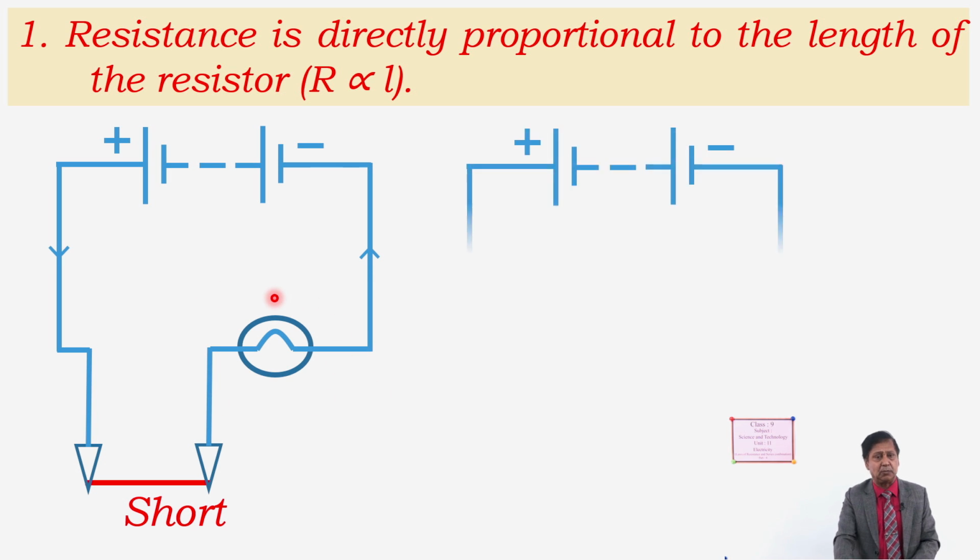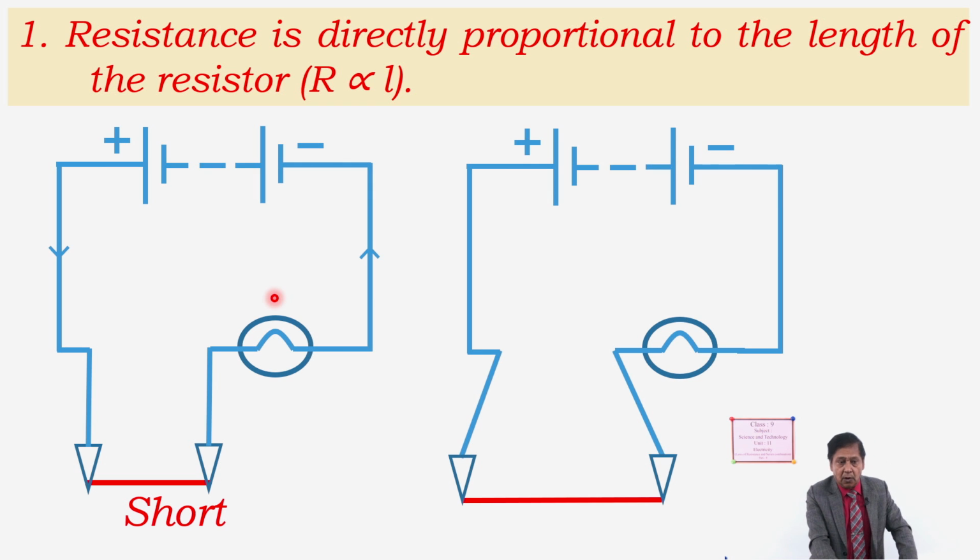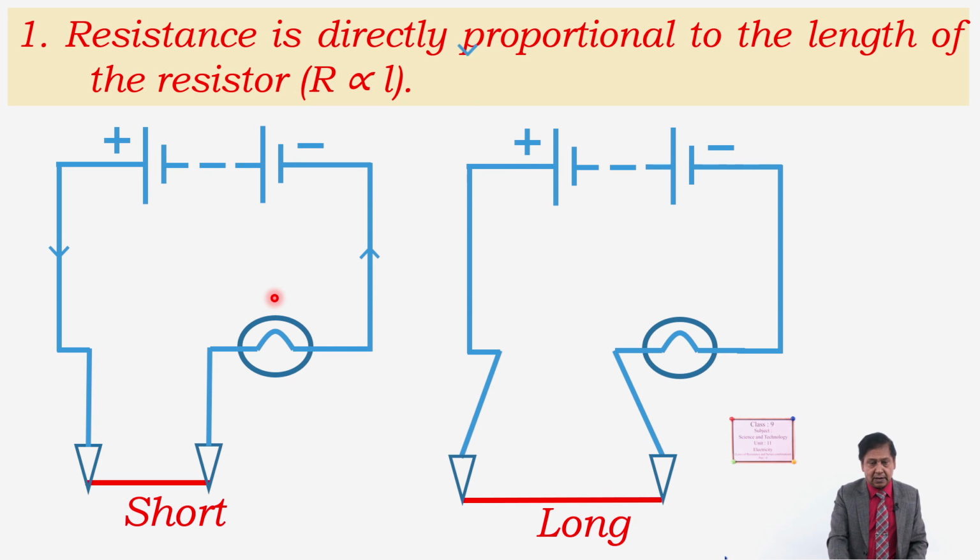In the same way, if we make the same circuit and clip a long wire, I mean to say a long resistor, with its two ends clipped, then again current flows from the positive to the negative terminal. Now the bulb gives light. Now we are going to observe the brightness of the bulb.